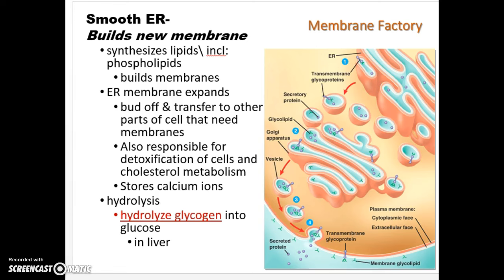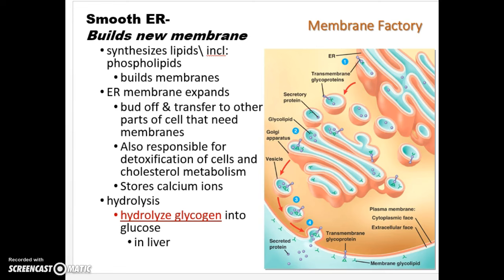And how that happens is that the endoplasmic reticulum, remember, is simply a membrane surrounding a space called the lumen. And that endoplasmic reticulum membrane can actually bud off and transport to other parts of the cell that need new membranes or need a repair. So that's how that is working.